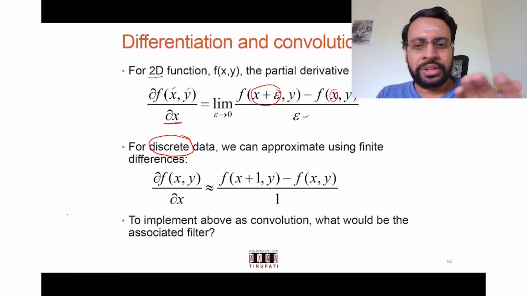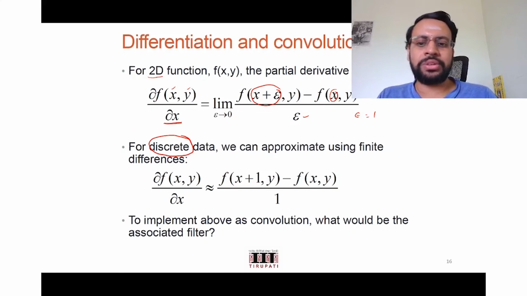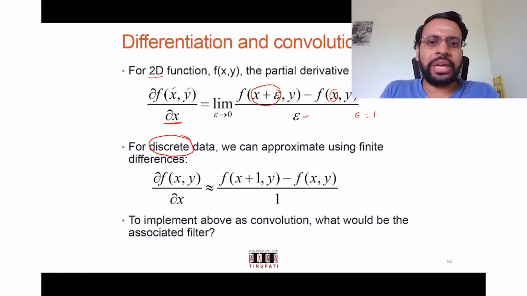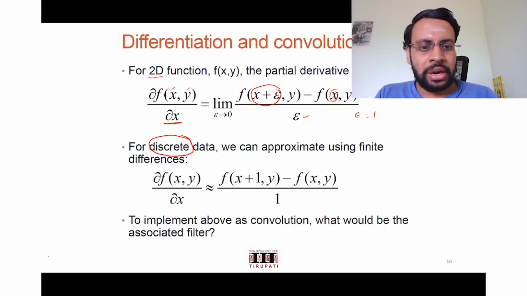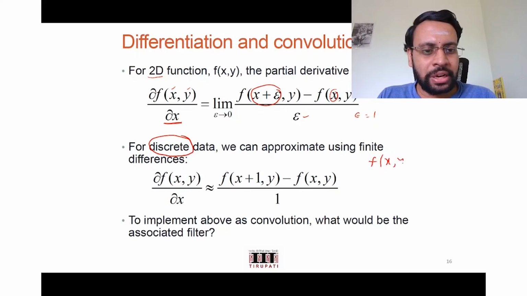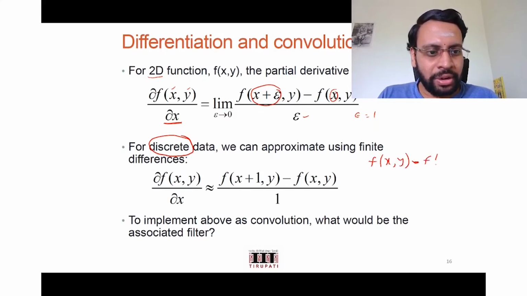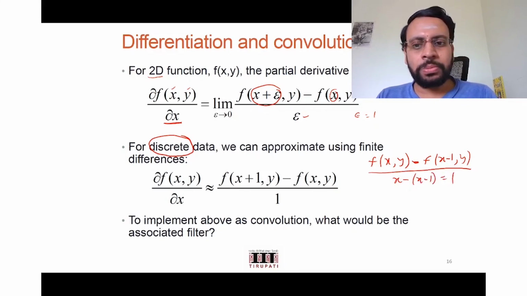Now this being discrete data in case of an image, this epsilon would in fact be equal to 1, isn't it? So then f of (x plus 1, y) minus f of (x, y), divided by 1. So this is what would give me the derivative in the x direction. Of course this is not the only way I could do it. For example, I could have taken also f of (x, y) minus f of (x minus 1, y), divided by x minus (x minus 1). This is again 1, right? So this also would give me the derivative.